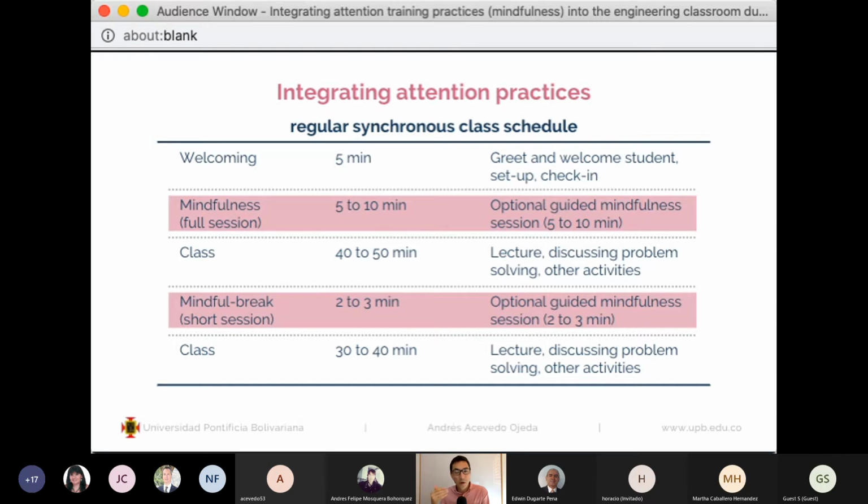Additionally, if they want to practice at any other point during their days outside the class, I refer them to a website and a podcast where I publicly share guided sessions every week, and they can use them to practice anytime.